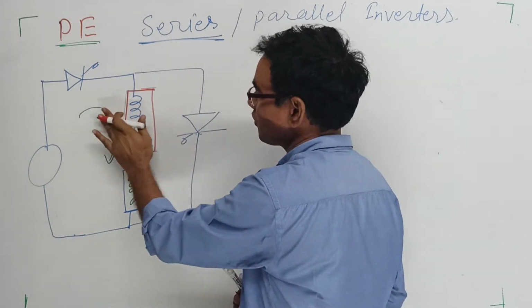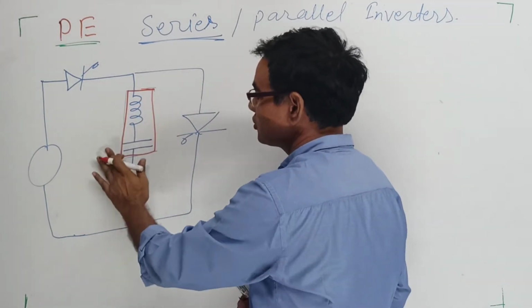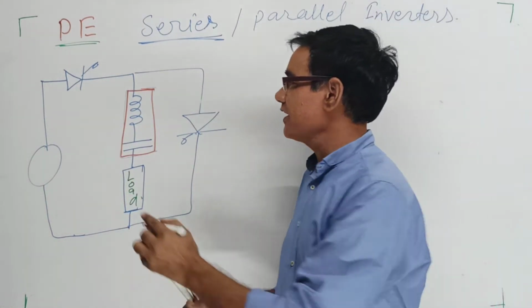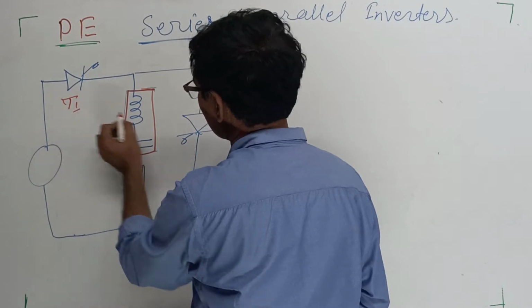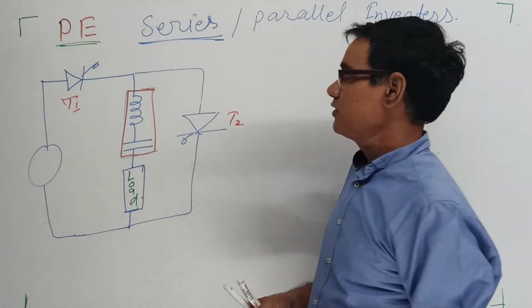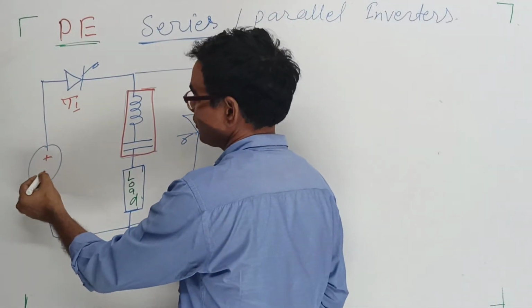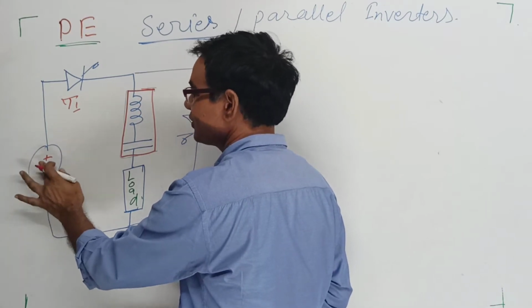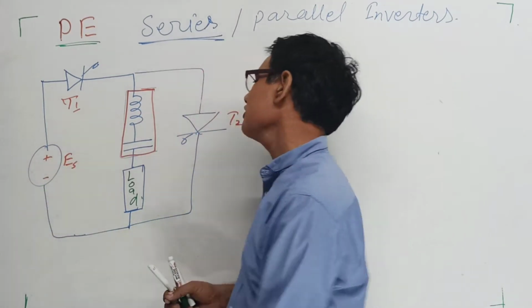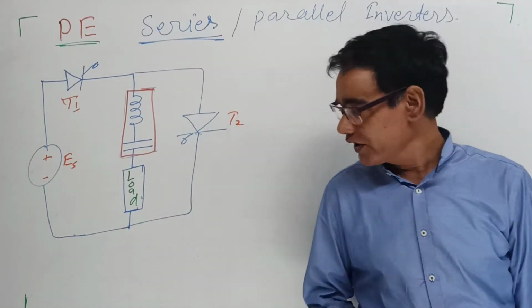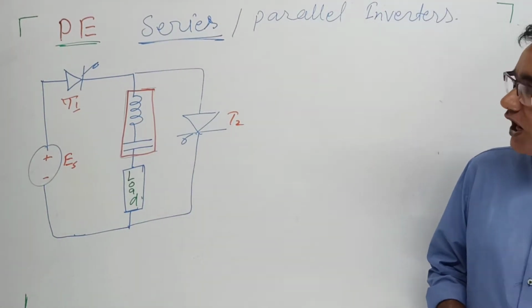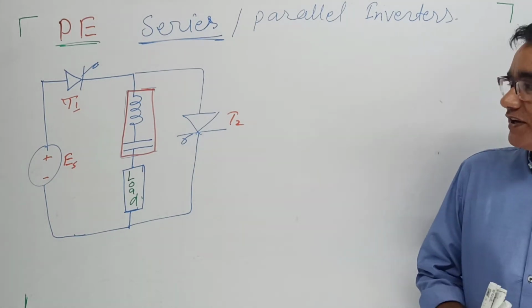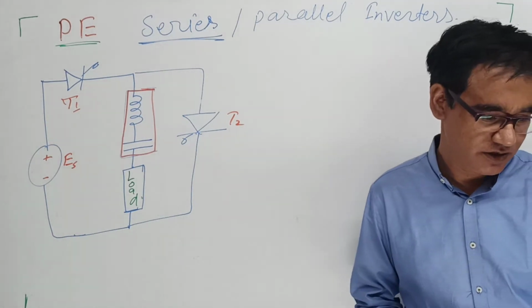So how does it happen? We'll try to explain the working. This is the main thyristor 1 and this is thyristor 2, and this is the DC source, plus and minus, on the input side of the inverter. How this circuit works, that we have to explain in this inverter circuit.